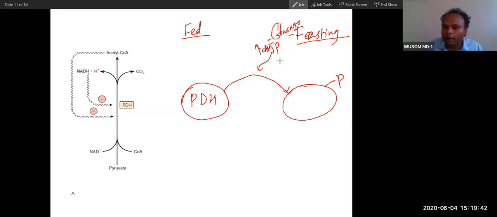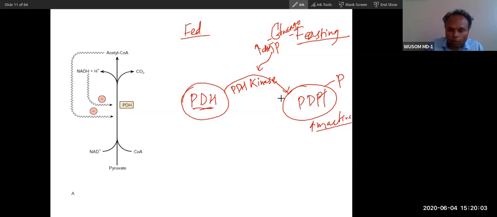But what will happen during fasting condition? There will be phosphorylation, and this phosphorylation will be done by some kinase. Which kinase? The kinase name comes from PDH: pyruvate dehydrogenase kinase. So it will phosphorylate, and this will be an inactive enzyme.